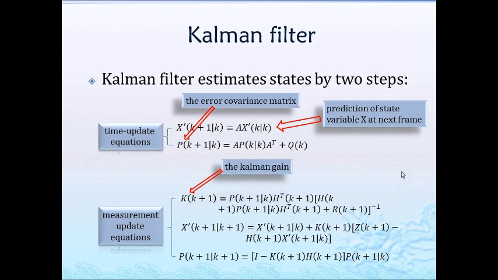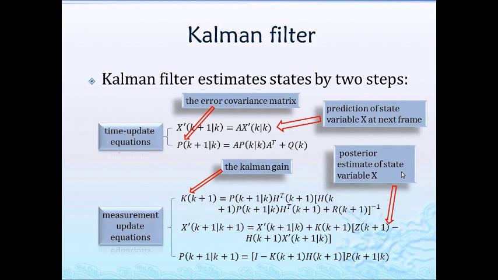K in the first equation of the measurement update equations is the Kalman gain. And the second equation shows the posterior estimate of state variable x based on the measured value z. And P in the third equation is the posterior estimate of the error covariance matrix.